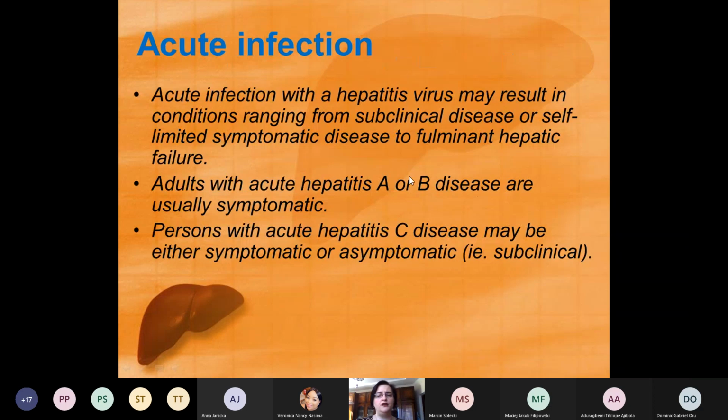Adults with acute hepatitis A or B disease are usually symptomatic. Remember, as a rule for children, hepatitis A will be just a fecal-intestinal infection. B will also be dangerous. Persons with acute hepatitis C may be symptomatic or asymptomatic, in other words subclinical, and you also hear the definition silent killer. It's exactly about hepatitis C, because as a rule nobody notices the acute form of the disease, only in the chronic state or even in the period of cirrhosis. That's why it's a very silent course of the disease, but leading to very serious complications, hepatitis C.